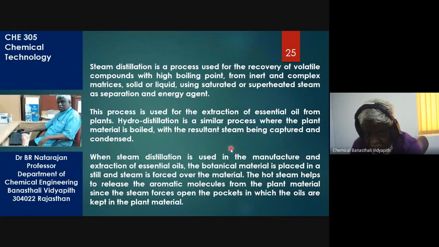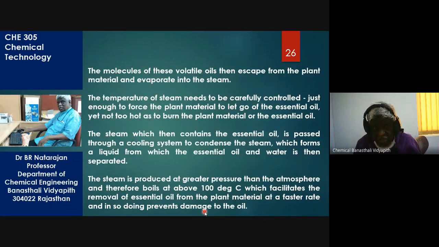Okay. So when steam distillation is used in the manufacture and extraction of essential oil, the botanical material is placed in a still and steam is forced over the material. The hot steam helps to release the aromatic molecules from the plant material, since steam forces open the pockets in which oils are kept. The molecules of these volatile oils escape from the plant material and evaporate into the steam. The temperature of steam needs to be carefully controlled, just enough to force the plant to let go of the essential oil.